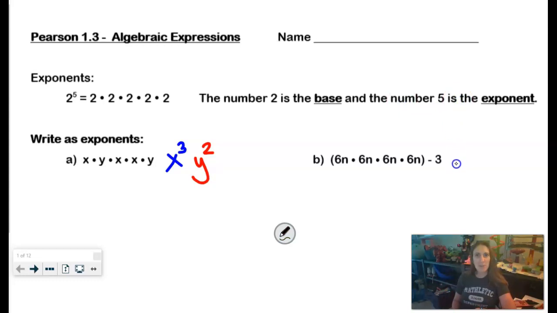So here, for example, b, we have 6n times 6n times 6n times 6n. So you have 1, 2, 3, 4 of those 6n's. What's going to be important is that you use parentheses before you use the exponent of 4 to indicate that both the 6 and the n show up 4 times. And then there's a minus 3 term in that expression. There's nothing to collect with the minus 3 term, and there's definitely no multiplication there.